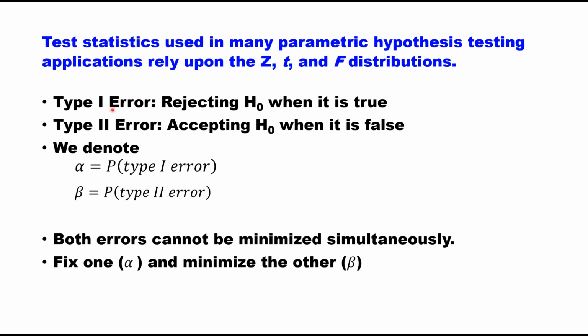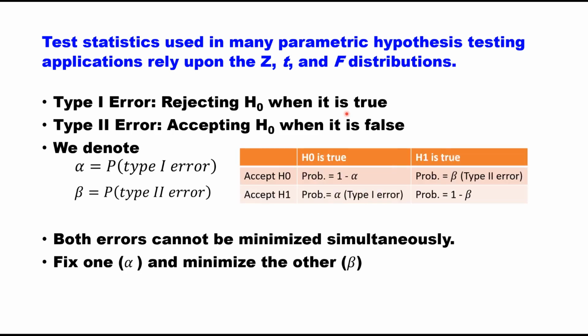And there can be two types of error. Type 1 error is that we are rejecting H0 when it is actually true. And type 2 error is when you accept H0 when it is false. So when you accept H0 when H0 is true, the probability is 1 minus alpha. And when you accept H0 when actually H1 is true, that means H0 is not true, then probability is beta, and that is called type 2 error. And similarly, when you accept H1 when actually H0 is true, then probability is alpha. That is type 1 error. And when you accept H1 when H1 is true, then this probability is 1 minus beta. So alpha is the probability of type 1 error and beta is the probability of type 2 error.